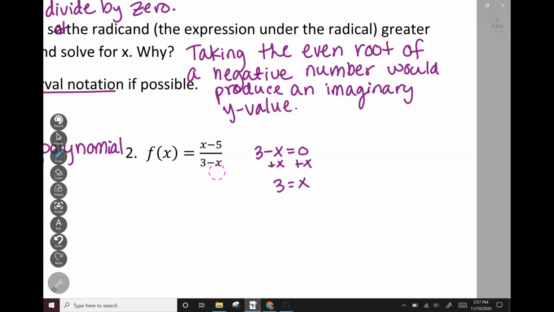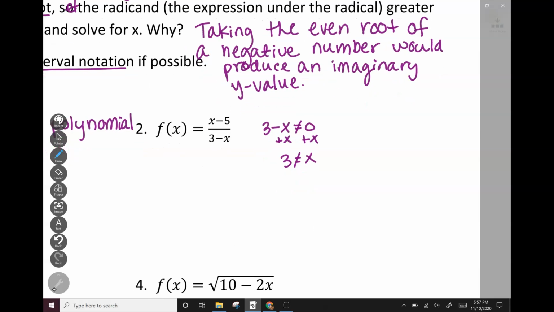Personally, when I do this, I like to say it cannot equal 0, right? 3 minus x cannot equal 0, therefore x cannot equal 3. And then I know I need to exclude that from my domain. So x can be anything except 3.